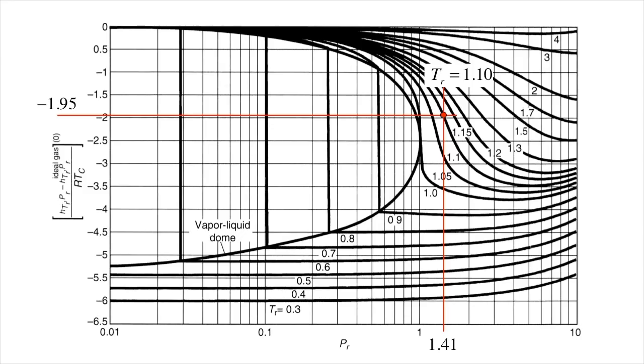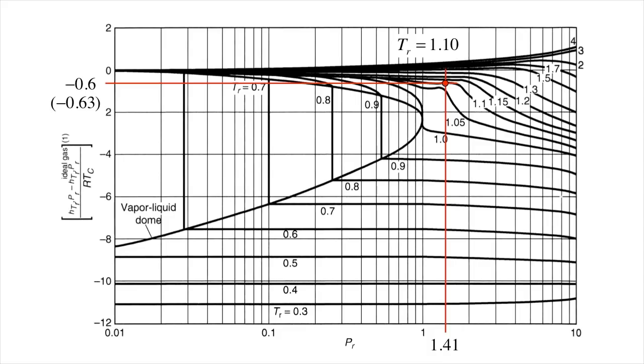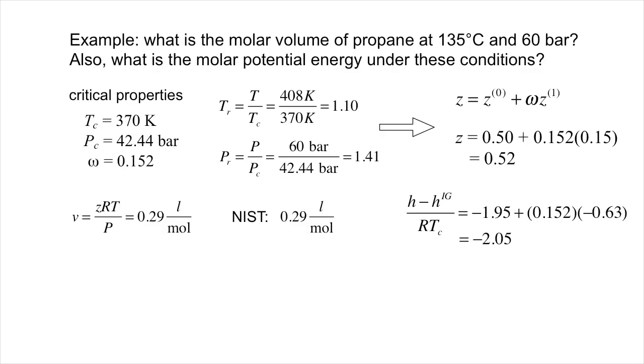This means that the van der Waals equation is about 7% off. Turning to the potential energy, we find that at TR equals 1.1 and PR equals 1.41, the zeroth order enthalpy departure function has a value of minus 1.95, and the first order correction is about minus 0.6. Checking the tabulated data again for better accuracy, it's more like minus 0.63. Factoring in the acentric factor again, we obtain a total enthalpy departure function of minus 2.05.